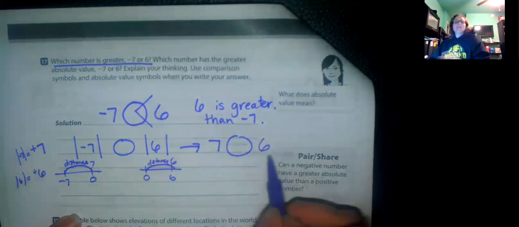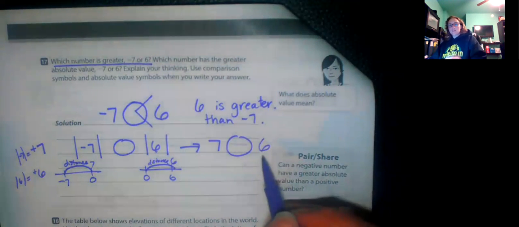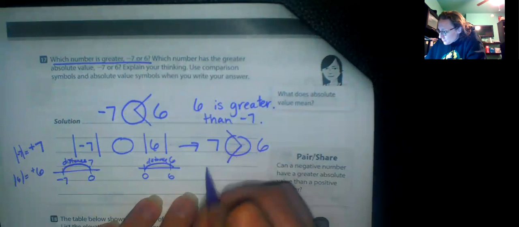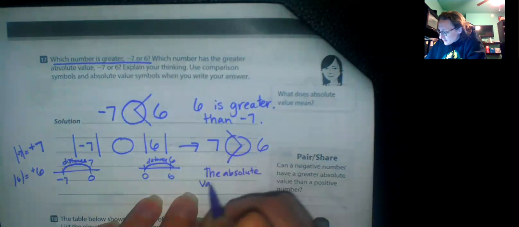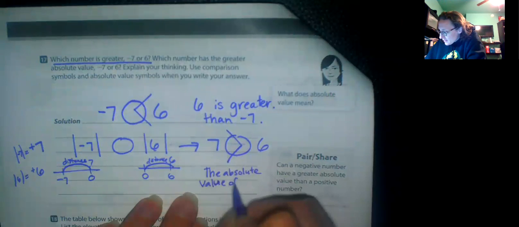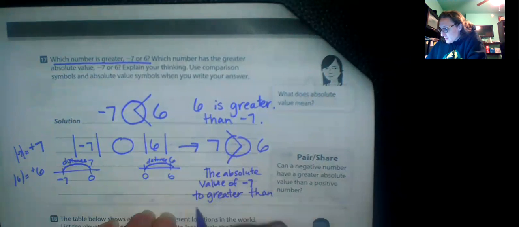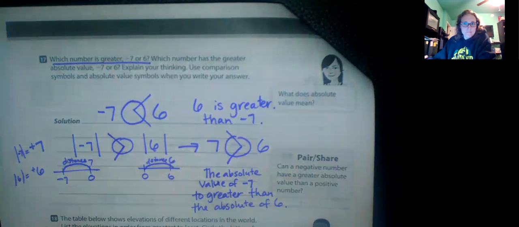So now we're comparing 7 to 6. Well, if you have $7 or you have $6, I'd rather have 7. So the absolute value of -7 is actually greater than the absolute value of 6. This is actually greater, okay?